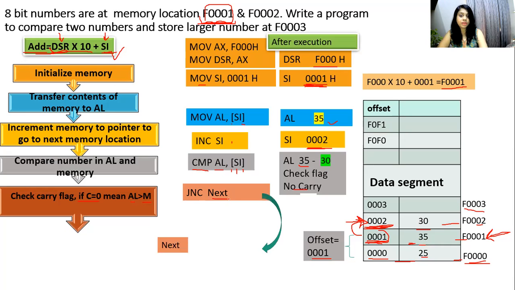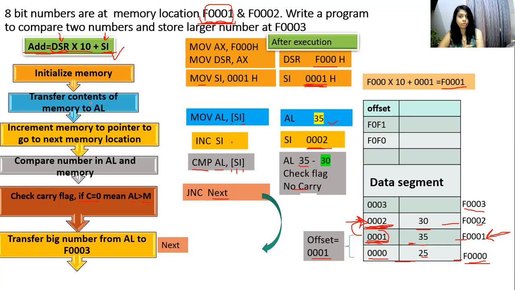We want to jump here, and it indicates that the carry flag is not set, which means carry flag is 0. That means AL holds the bigger number. So if this condition is true, we should transfer the bigger number that is in AL into this memory location, that is F0003. So we should use this instruction.